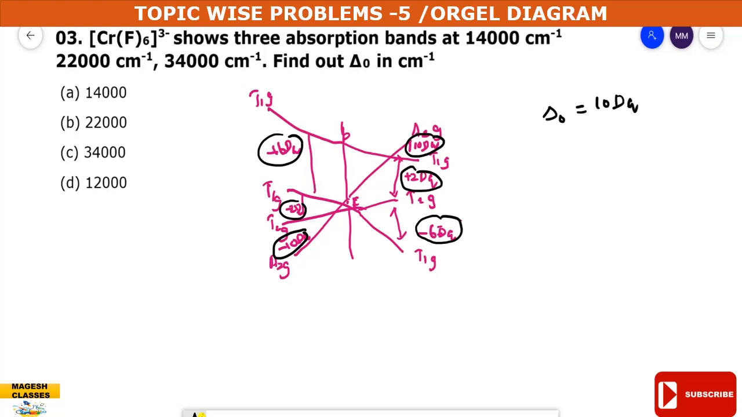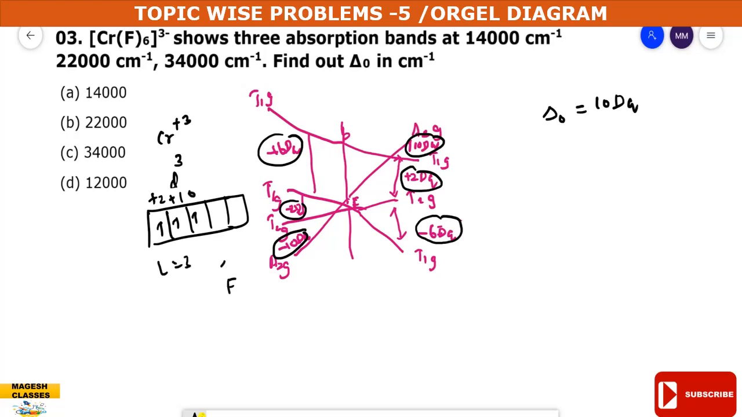Now come to the question. So the CrF6 3 minus shows 3 absorption bands. For the F term, 3 absorption bands will come. So chromium here is in the plus 3 state. Okay, chromium plus 3, we have a D3 system, 3 electrons, 1 2 3. So it is plus 2, plus 1, 0. So L value is equal to 3. So it is F term, and spin multiplicity is 4.